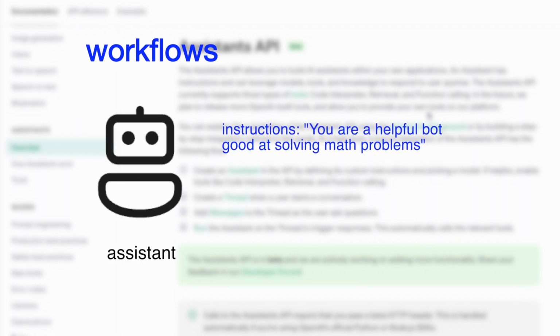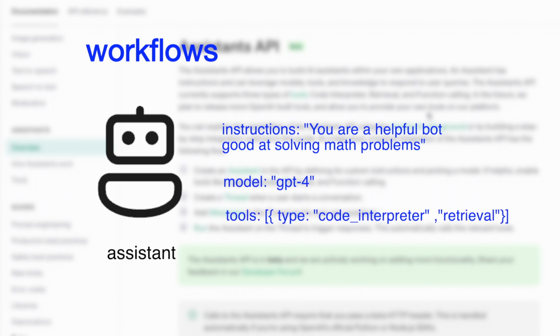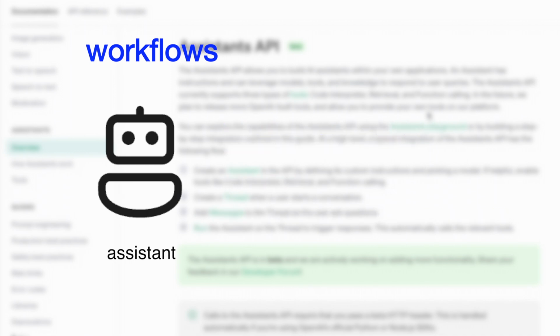Firstly, create an assistant in the API by defining its custom instructions and picking a model. If helpful, enable tools like code interpreter, retrieval, and function calling.